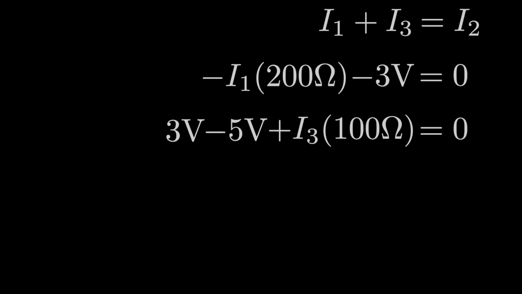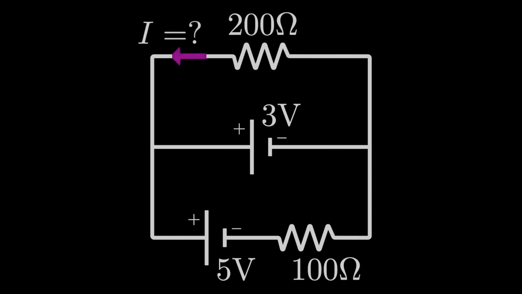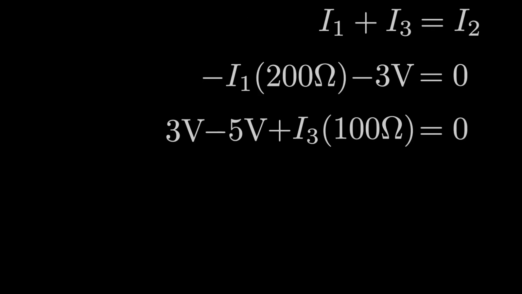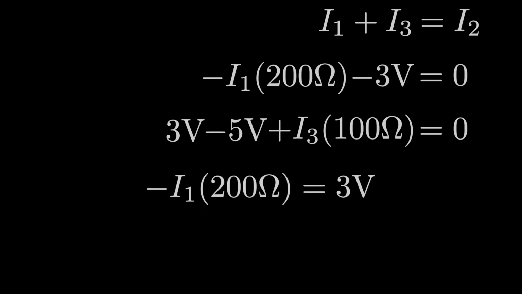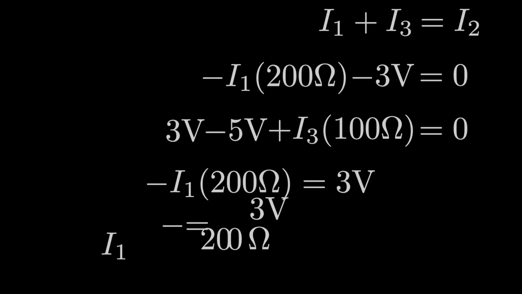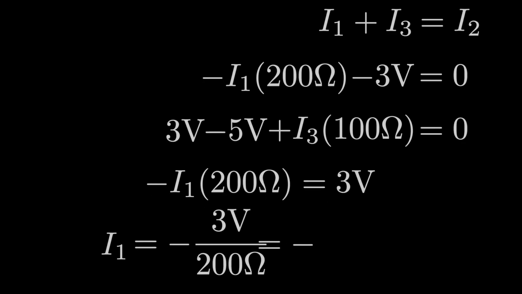So with our three equations here, we can solve for any of the currents we want. But what we wanted in the beginning was I1, the current through the top resistor, and we got lucky enough that actually there's an equation we have here with just I1 as a variable. So we can solve for I1 in only that equation, and we end up with negative 3 volts divided by 200 ohms, or just negative 15 milliamps.